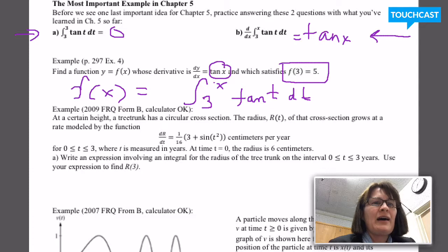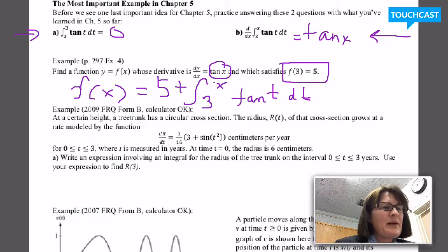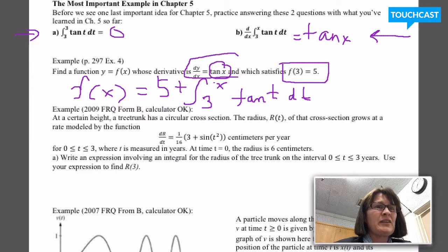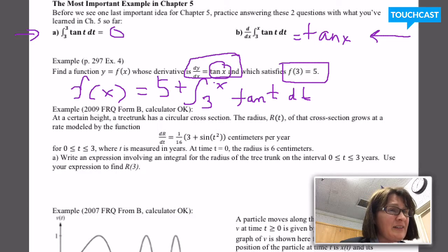If I have a 5 out here, you could add it at the beginning, you could add it at the end. Now think about this function. When I take the derivative of f, the derivative of 5 is 0, so that's not going to contribute. The derivative with respect to x of this integral is going to be tangent x, so that means I've met the criteria that the derivative is tangent x.